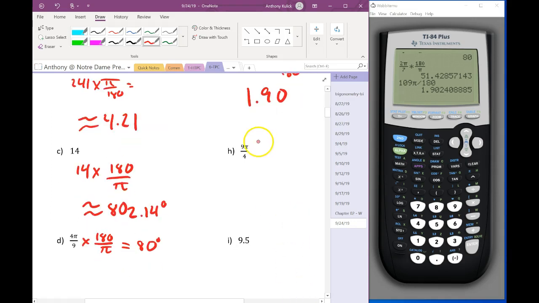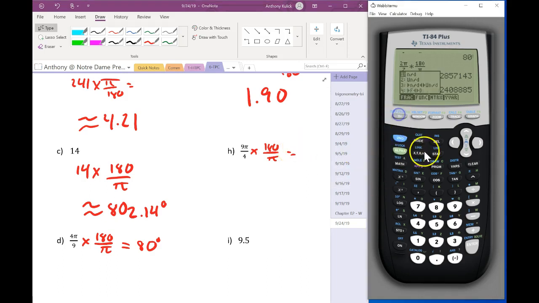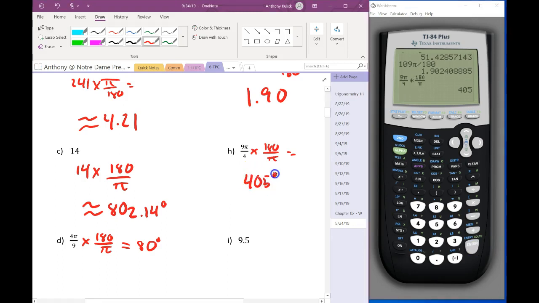This has no degree sign, so I know it's in radians, so 180 over pi is my conversion factor. And again, I'll do this as a fraction times a fraction, so 9 pi over 4 times 180 over pi, and get that out there. It's going to give me 405. And again, I can use a straight equal sign there because I did no rounding, as opposed to that one, which I did do rounding on.